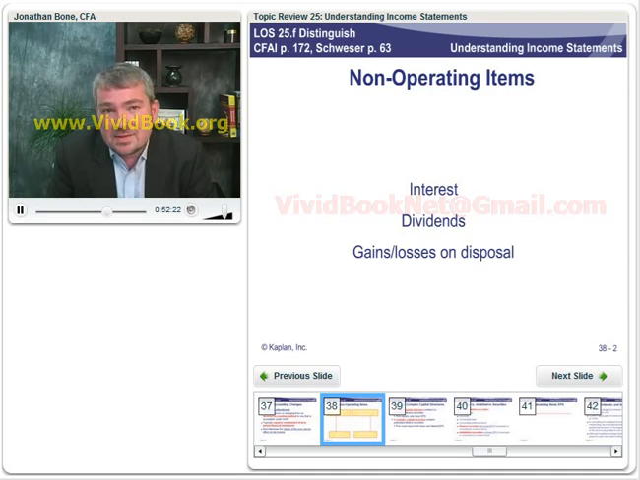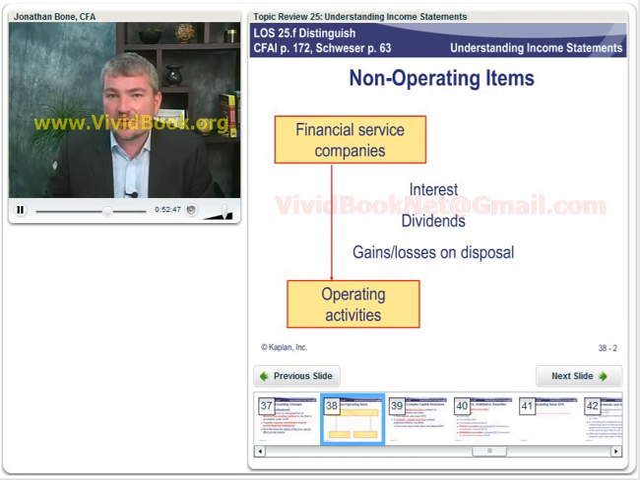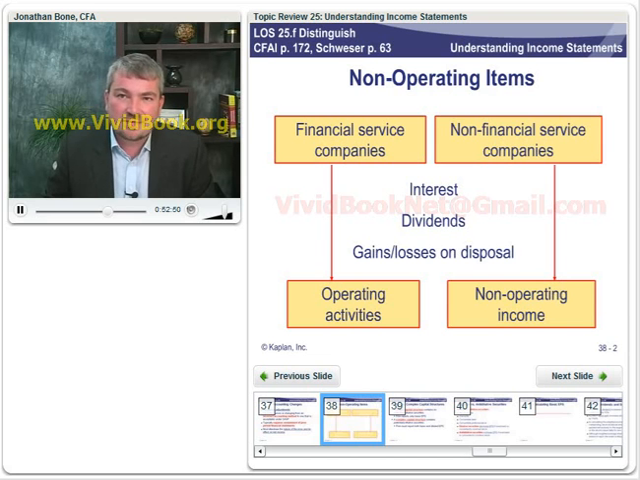If receiving investment income and making gains and losses is not part of your core operations, let's take the example of Kaplan. Kaplan is a training and education provider, not essentially an investment bank. So receiving dividends, interest, and making gains and losses on investments are not part of the core activities. So we need to see it reported as non-operating income. For a financial service company, it is an operating activity. For a non-financial service company, we're going to treat it as non-operating income. Keep it away from the results from your core business operations.